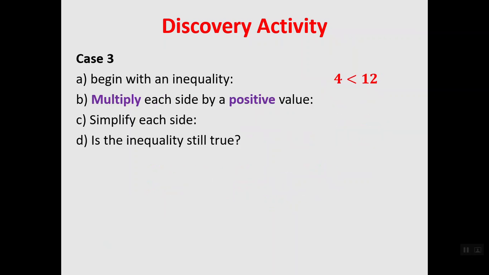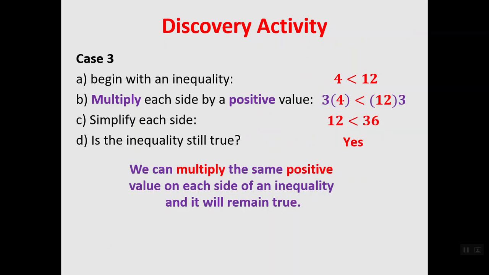All right, let's try some multiplication. Here we're going to try a positive value. If I multiply each side by 3, then we're going to get 12 is less than 36. So it turns out that multiplying by a positive value still keeps our inequality as a true statement.